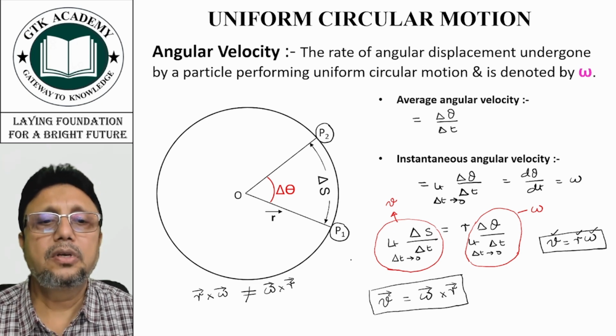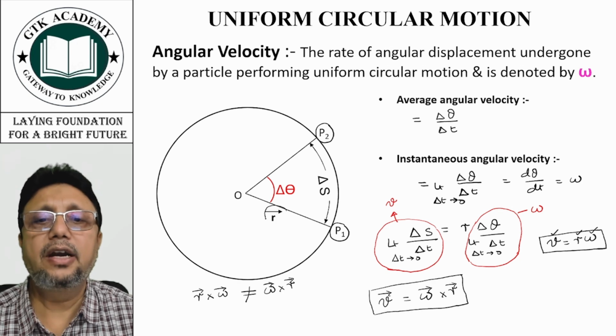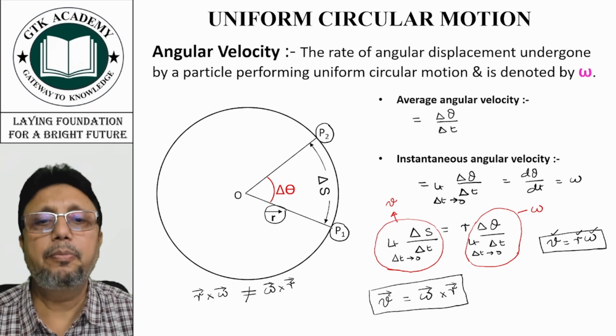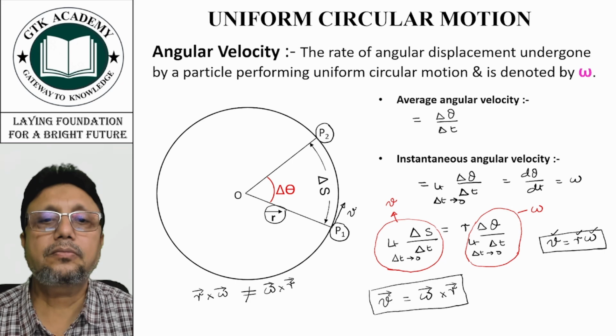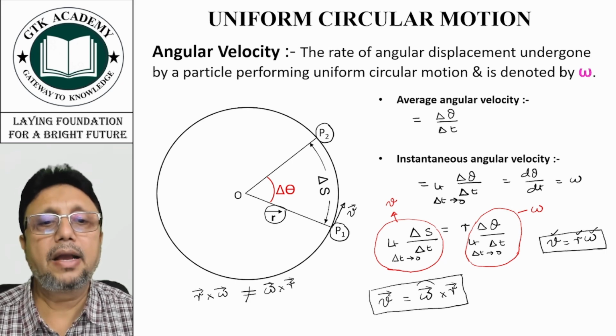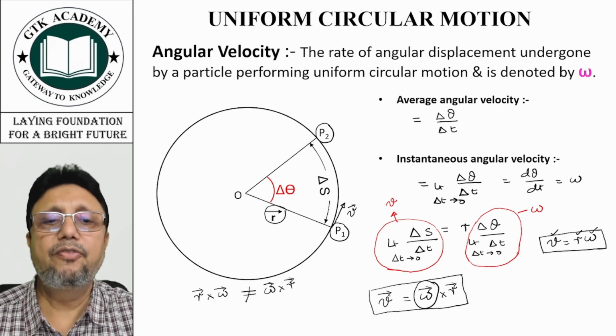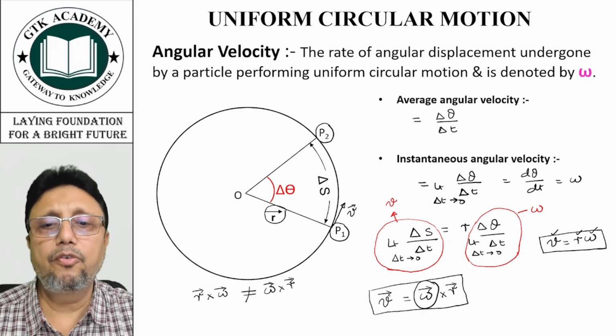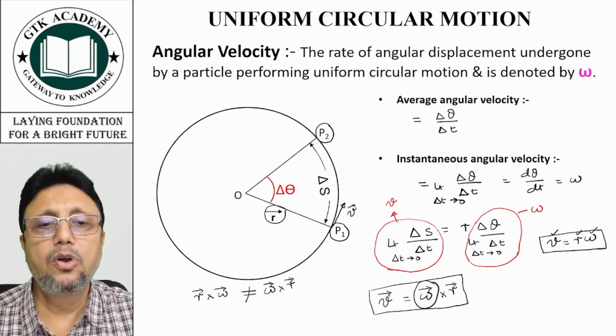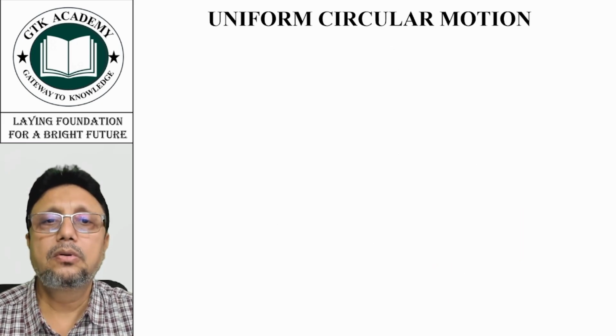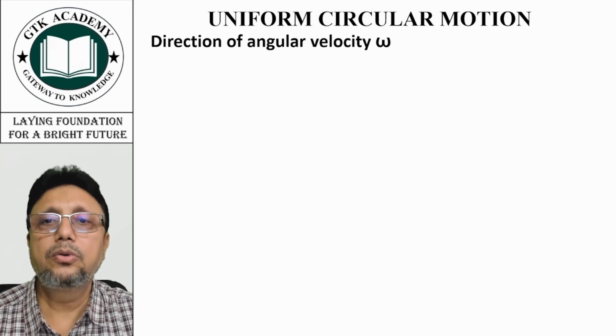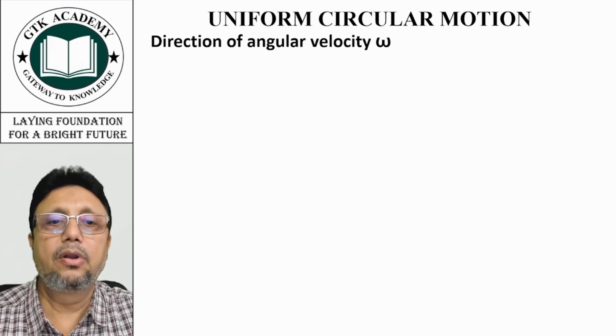Now the question comes, we know the direction of radius vector and we also know the direction of linear velocities. Say at p1, the linear velocity will be in this direction. So what is the direction of this omega? That we want to know. And I think many of you must not be knowing about the direction of omega. So let's talk about the direction of angular velocity, that is omega.